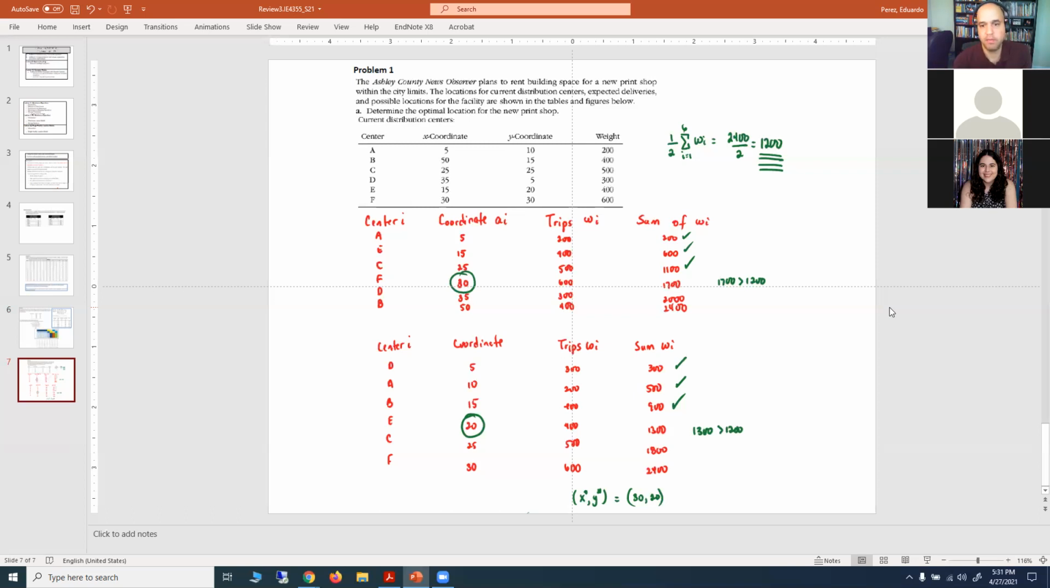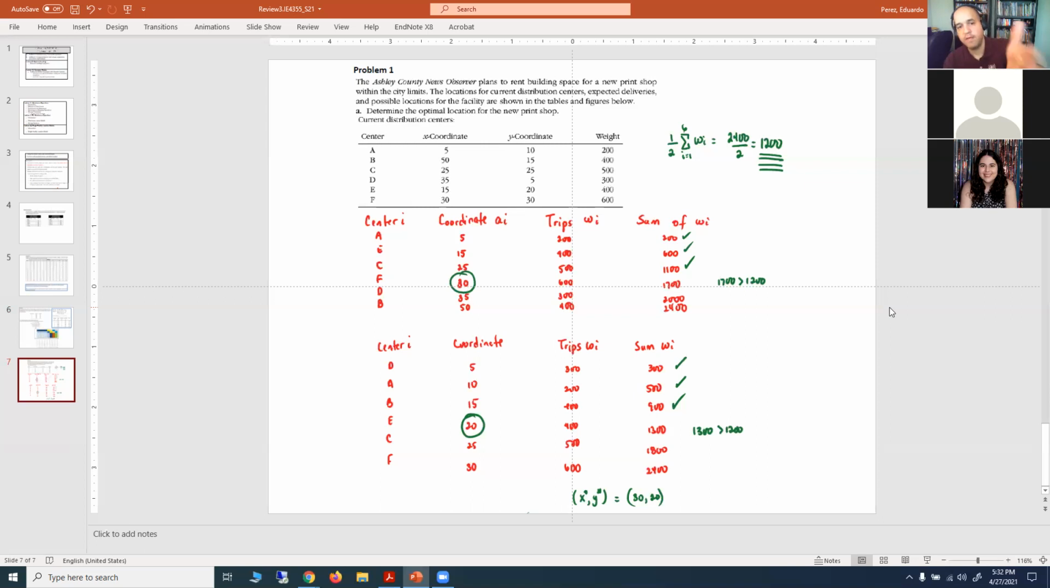So for example, my new facility should be closer to center F because there's a higher weight associated with that center. There might be a reason for that. Maybe you have a warehouse there and you have a customer that has a very high demand for the product that is located in that warehouse. So you want to make sure that that new facility is located close to that warehouse, and so on.